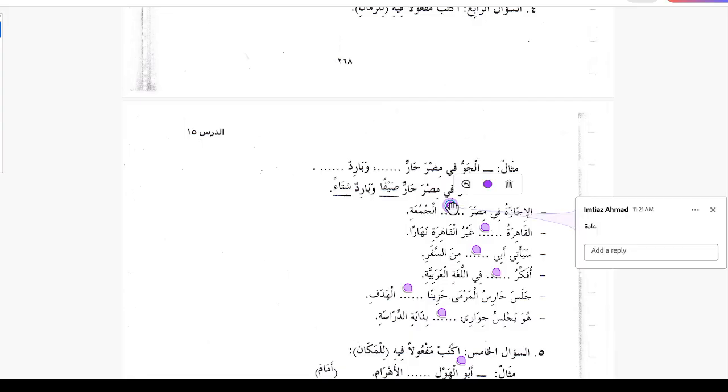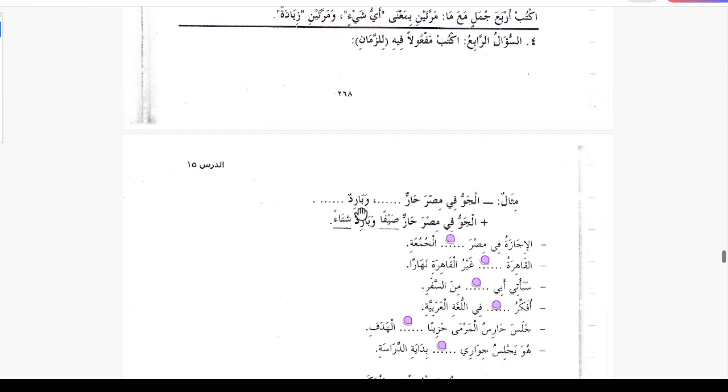Now we have to put zarfu zaman in the next few sentences. So al-ijazatu fi misra, vacation in Egypt, al-jum'ati. I just put adatan, normally on Friday. Or we can say yawma al-jum'ati. So yawma is zarfu zaman. When there is a vacation in Egypt, there is a vacation on Friday. So yawma is zarfu zaman.